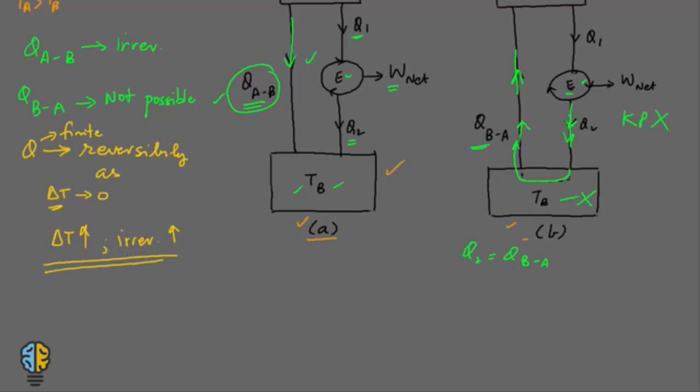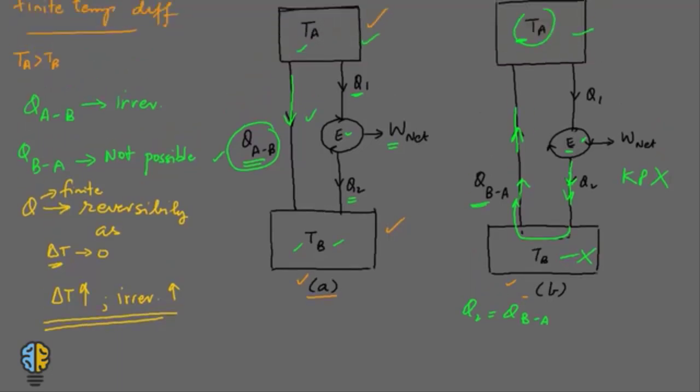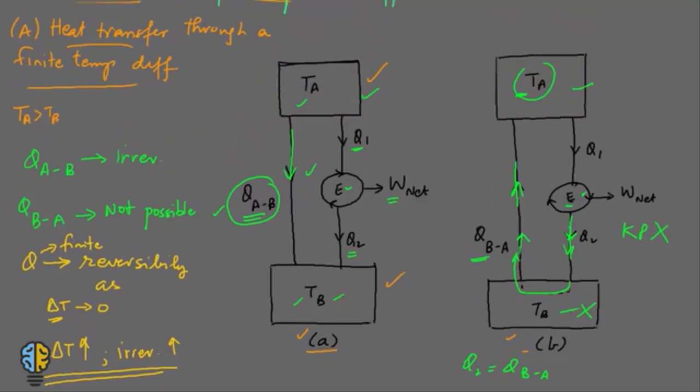I hope this is clear. That is the irreversibility due to lack of equilibrium, and we demonstrated it with the help of the example in which we said that heat transfer through a finite temperature difference is always irreversible.